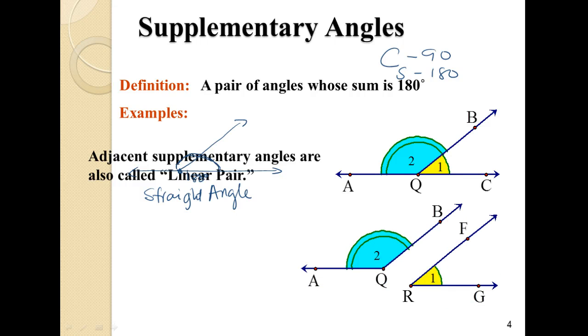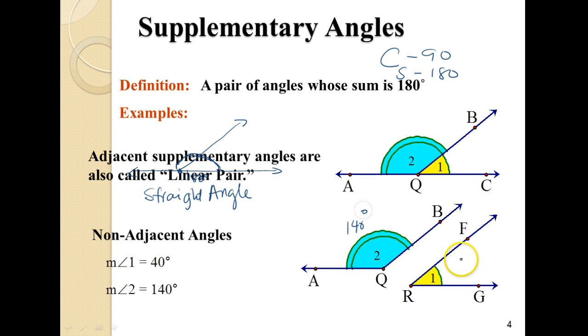Alright, now they do not always have to be together. Similar to complementary angles, they do not have to be adjacent. They can be split. It's just that when we add them up, if we were to put them together, they will form a straight angle, a 180 degree angle. Alright, so let's say here the measure here is 140 degrees. And this one here is 40 degrees. So when you add them up, they will add up to 180 degrees. So that'll make them supplementary angles.